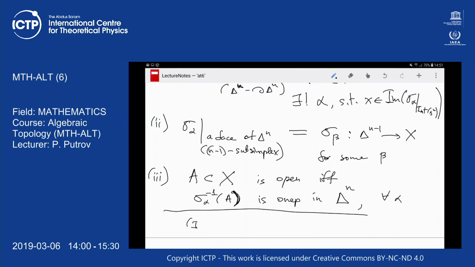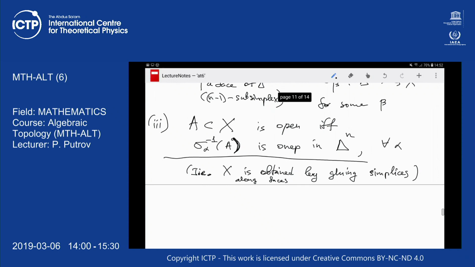So morally one can understand this that X is obtained by gluing. Gluing means the usual notion of quotient topology by doing simplices along faces. This is the end of the definition. So let me consider an example.